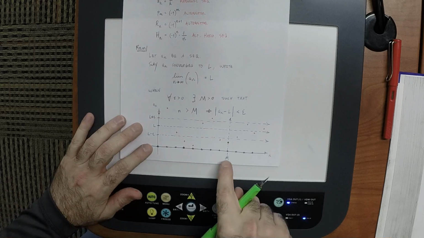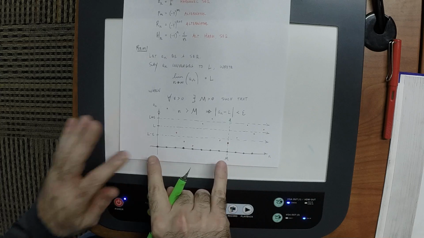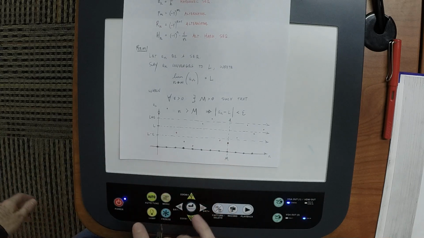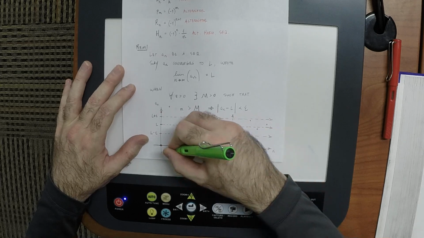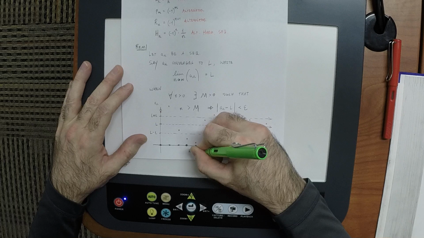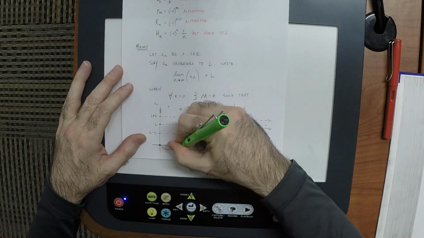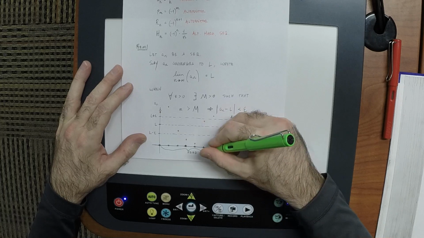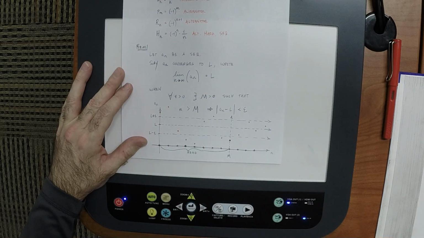Beyond M, there are always infinitely many terms. Before M, there are always finitely many. There might be a lot, but there are only finitely many. As a result, this finite piece at the beginning, this finite bit of the sequence, is called a head. And what do you suppose the beyond bit is called? Tail.